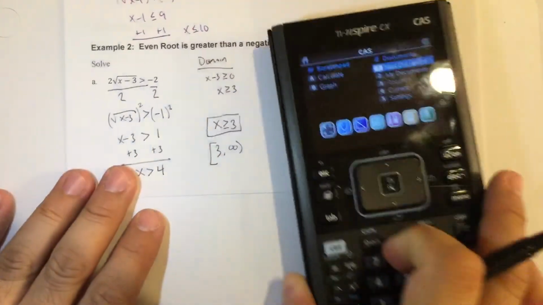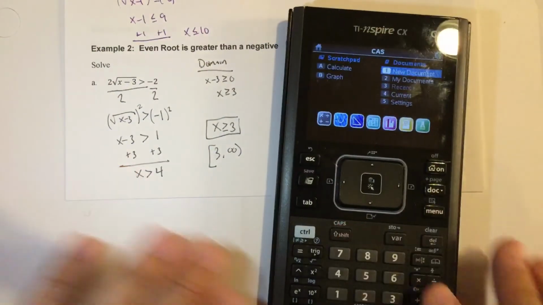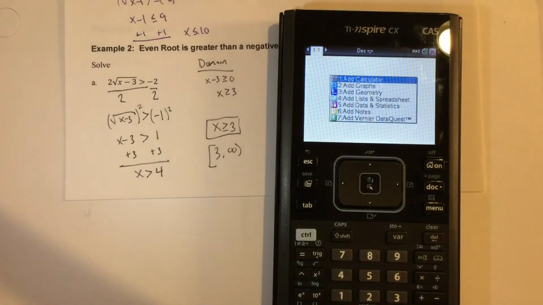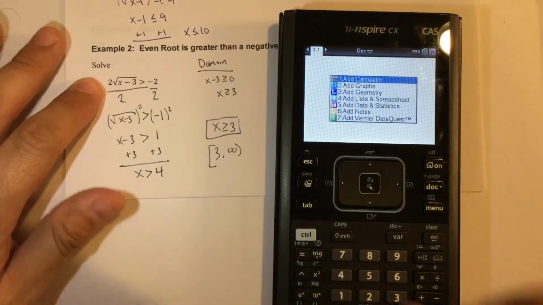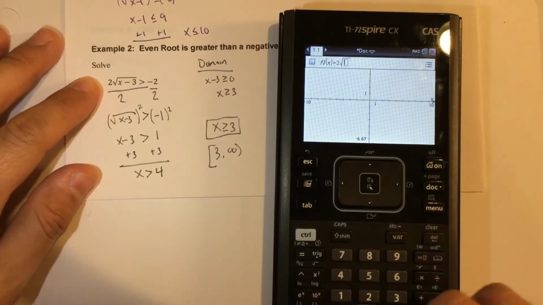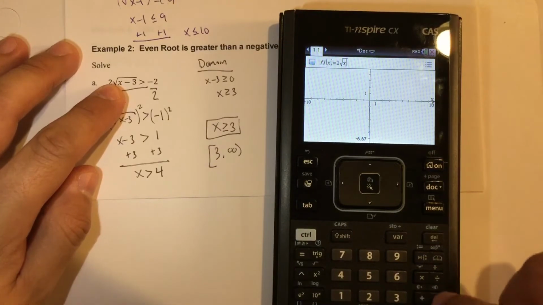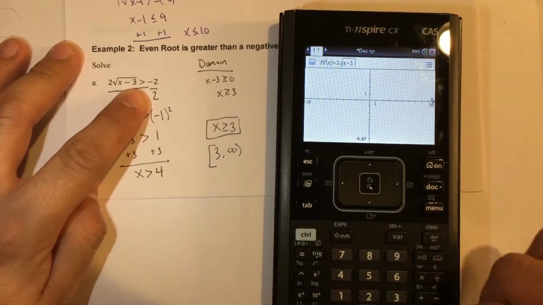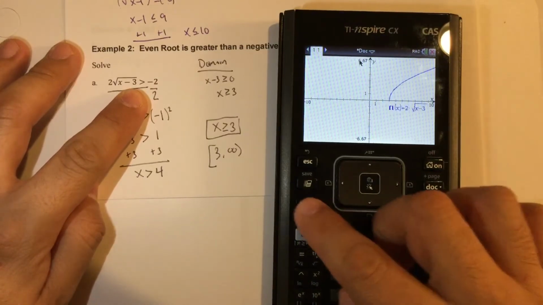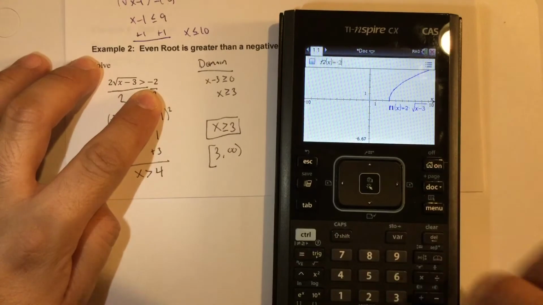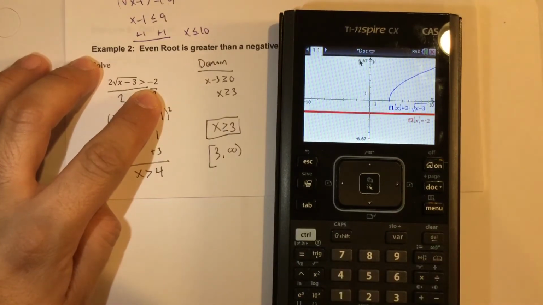So let's take a look at this graphically and see how this looks. So once again, it doesn't really matter where you start from. I just use the original one. So 2 square root x minus 3, nothing on the outside. You can hit enter and tab, or you could just arrow down as well. And then, oops, negative 2, and hit enter.